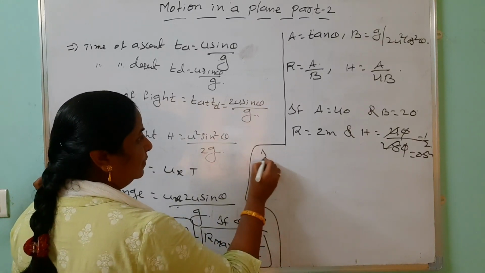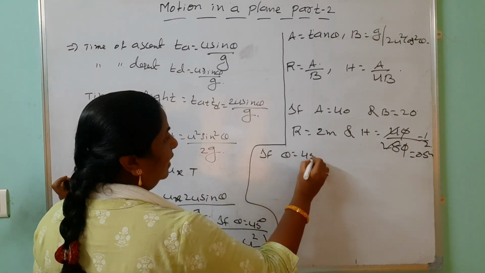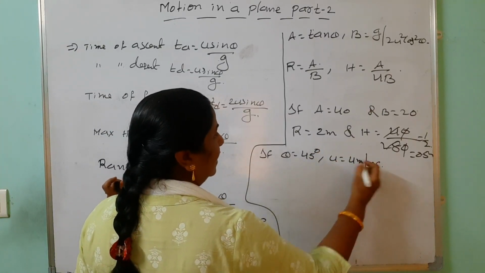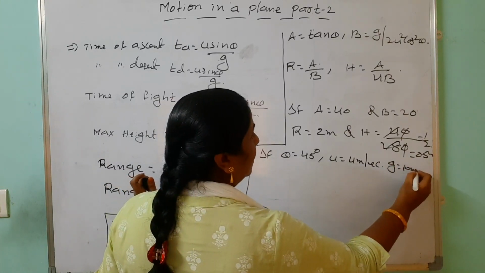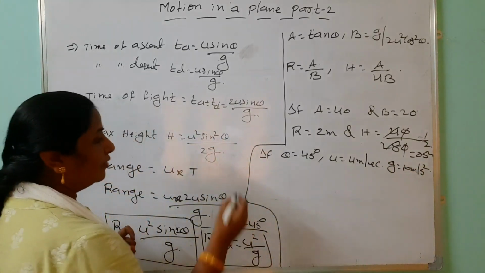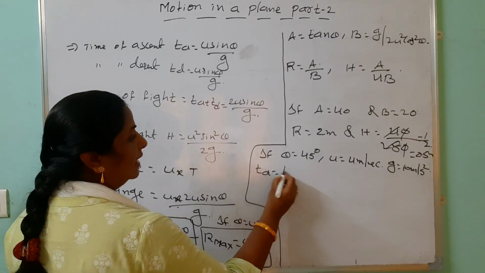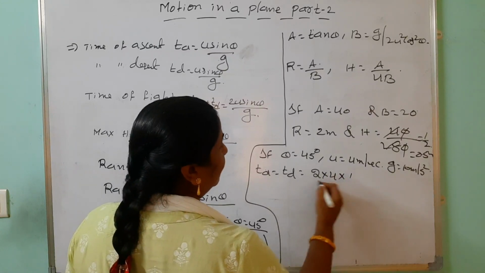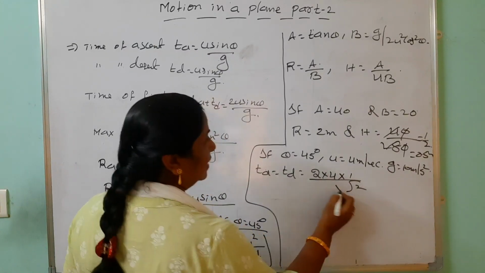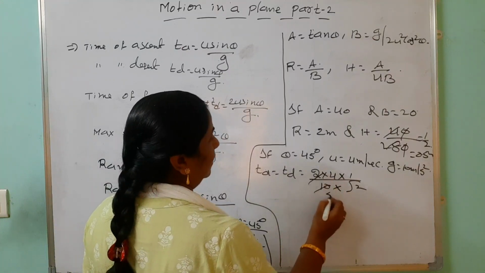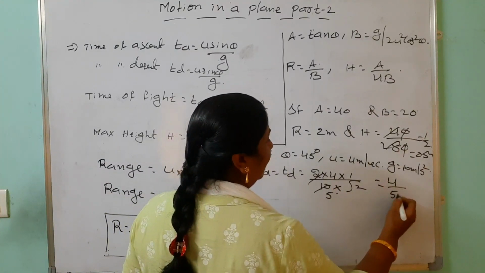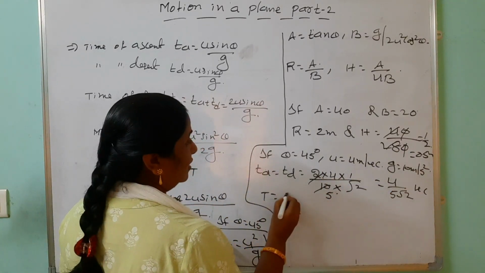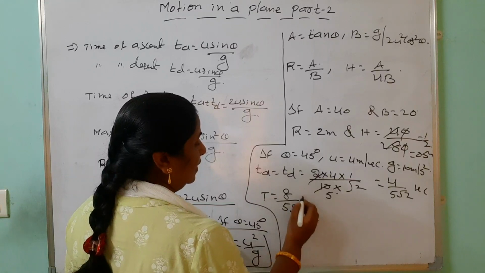Not only this one, look here. If theta equals 45 degrees, u equals 4 meters per second, g equals 10 meters per second square. In this case, how to find the time of ascent and time of descent? 2u sin theta by g. So 2 into 4 into sin 45, which is 1 by root 2, and g is 10. So you get 4 by 5 root 2 seconds. Then time of flight is 2 times this, so 8 by 5 root 2 seconds.